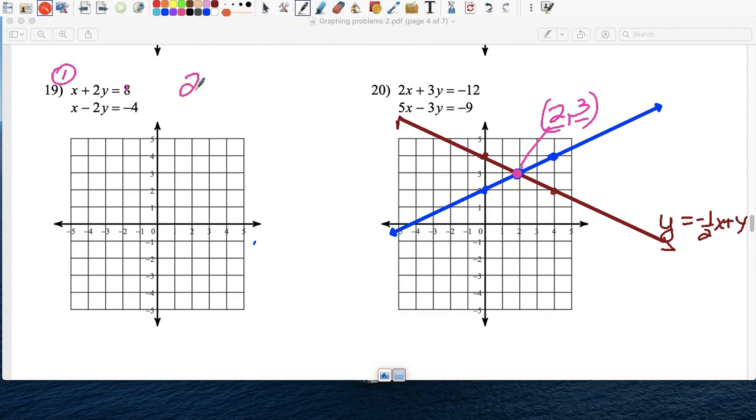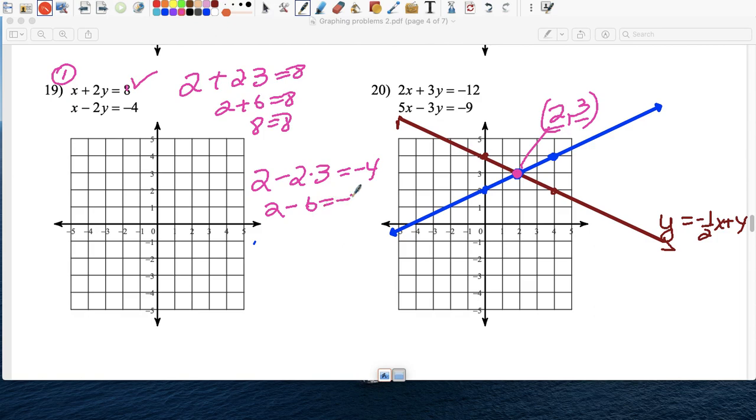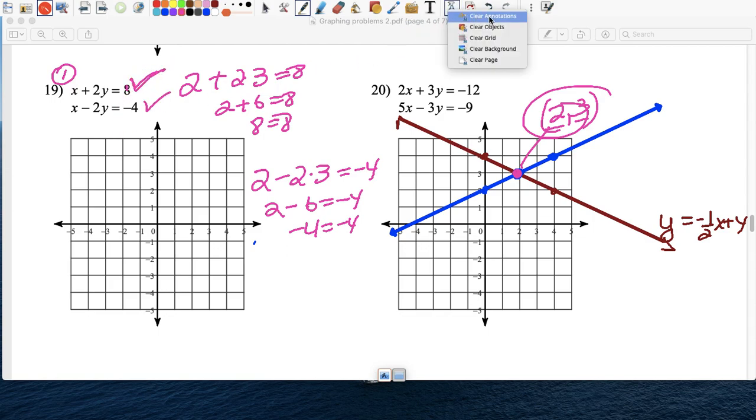So it's 2 plus 2 times 3 equals 8. 2 plus 6 equals 8, and 8 equals 8. Check. Second one, 2 minus 2 times 3 equals negative 4. 2 minus 6 equals negative 4, and negative 4 equals negative 4. So the point 2, 3 satisfies equation 1 and satisfies equation 2.